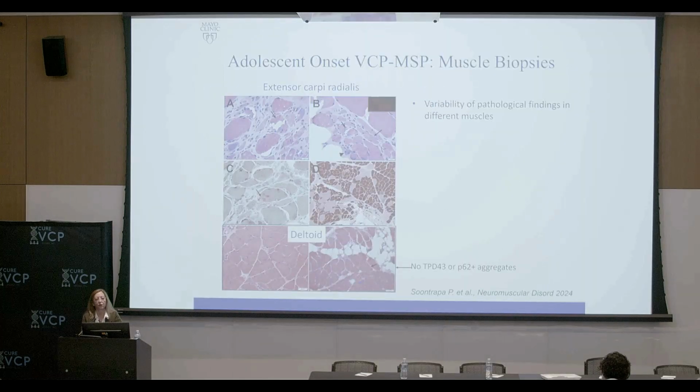But coming back to the original observation on the muscle biopsy, this patient had two muscle biopsies, one of the extensor carpi radialis and one of the deltoid. The biopsy of the extensor carpi radialis showed florid myopathy with rimmed vacuoles, and the staining for acid phosphatase showed overreactivity in the vacuole, the red dot, as well as in the sarcoplasm, suggestive of lysosomal overreactivity. The biopsy of the deltoid did not show any vacuole, did not show TDP43 or P62 positive aggregates.